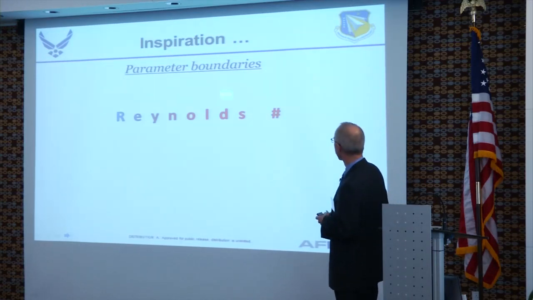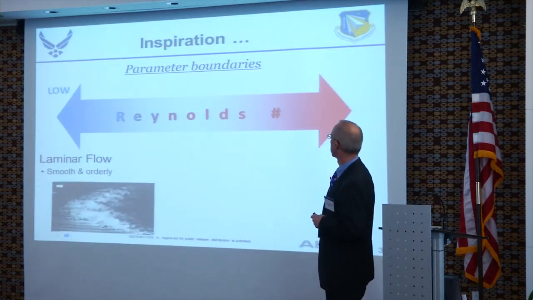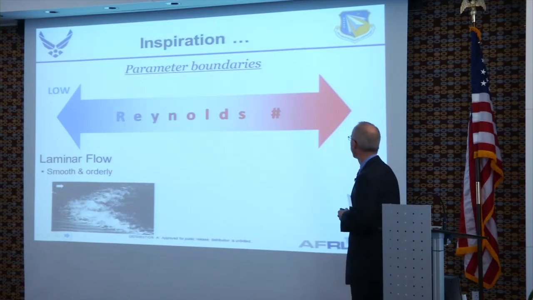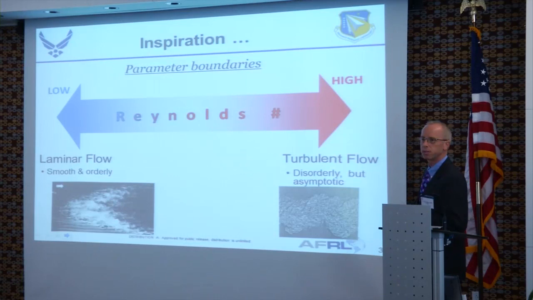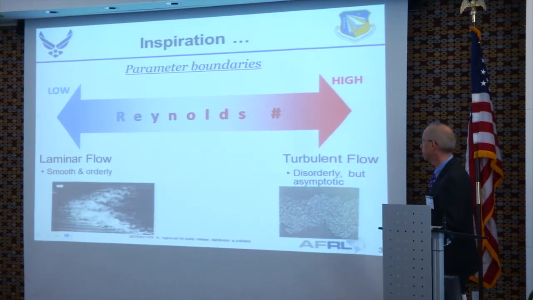Okay, and so we've got our Reynolds number here, and of course we have a range of the Reynolds number, all the way from very low Reynolds numbers where we typically get laminar flow, it's smooth and orderly. Sometimes it's not very interesting, but sometimes it can be. And then at the other end, we have high Reynolds numbers where we have turbulent flow, it's disorderly with some asymptotic behavior, and there are lots of very interesting problems up here.